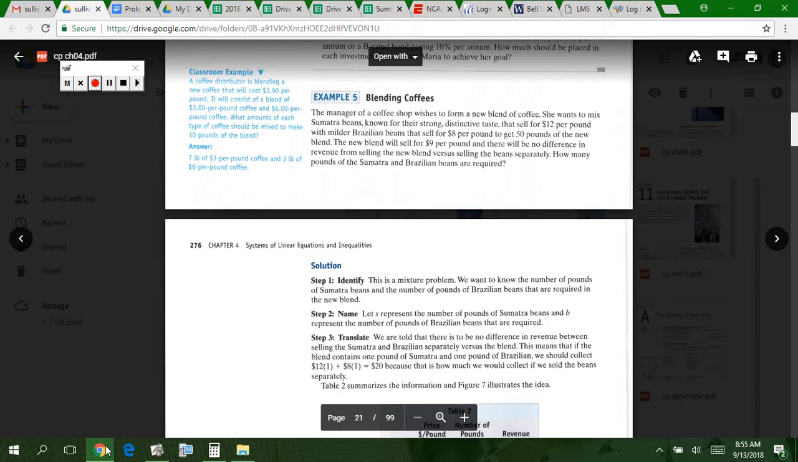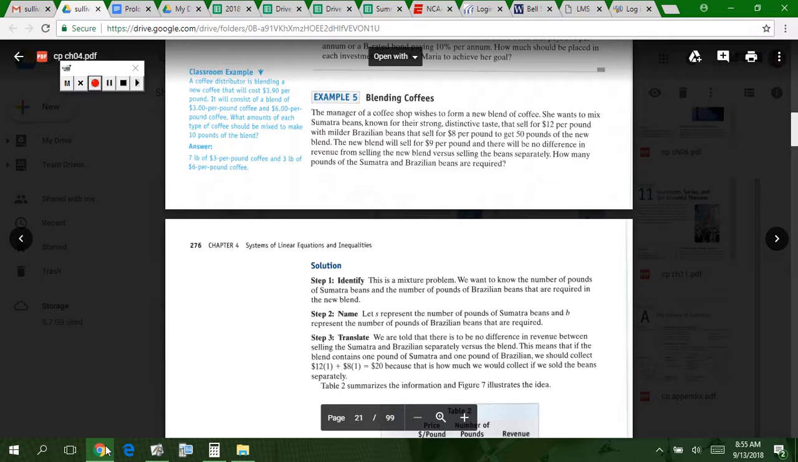The new blend will sell for $9 per pound, and there will be no difference in the revenue, the selling of the new blends will be just the same. So that doesn't matter. Okay. So how much did the original Sumatra bean cost? $12. That's important, right? How much does it cost per pound for the other bean? 8. But in the end, after I mix it all together, she wants it to sell for $9 a pound.